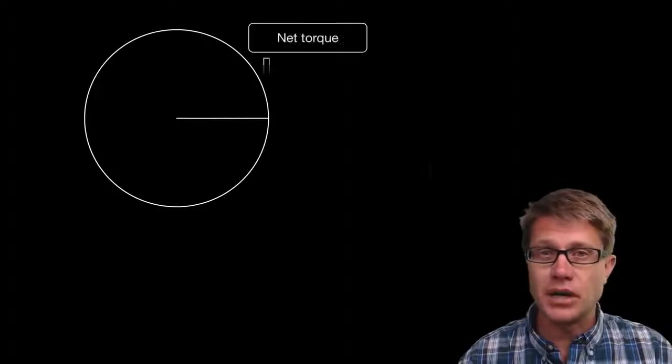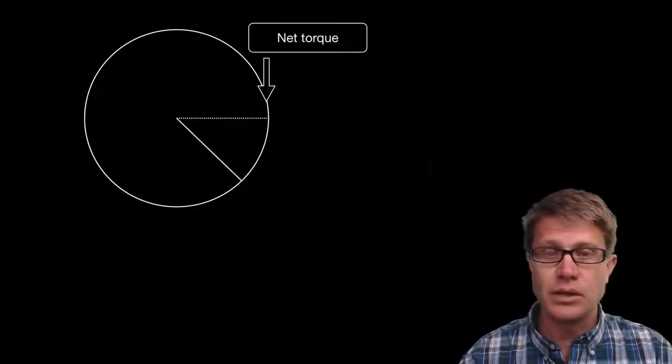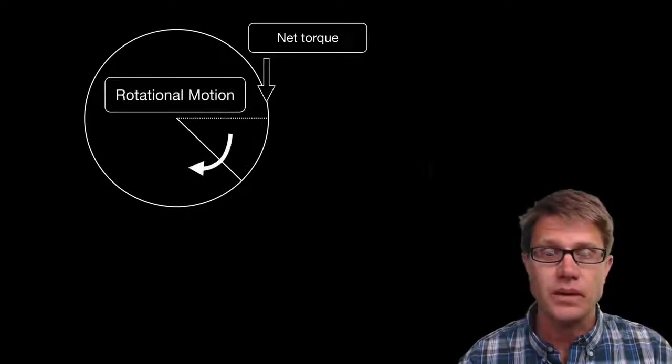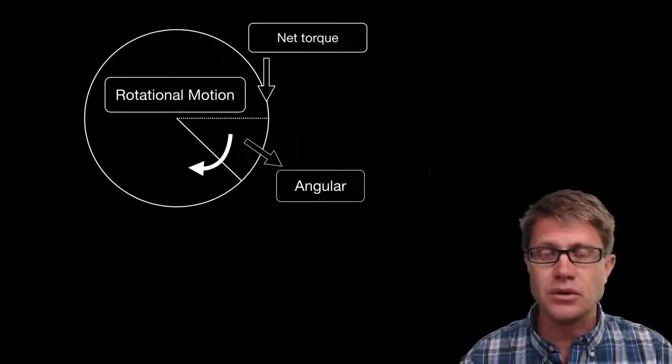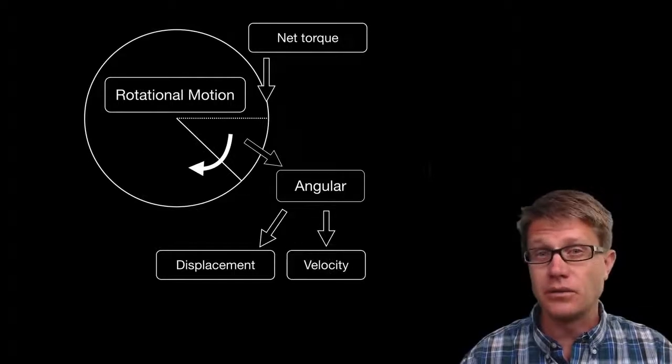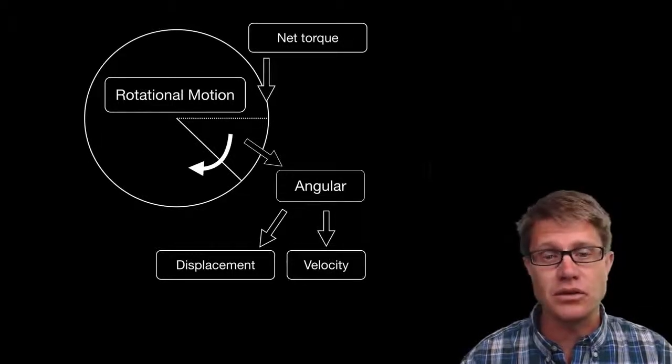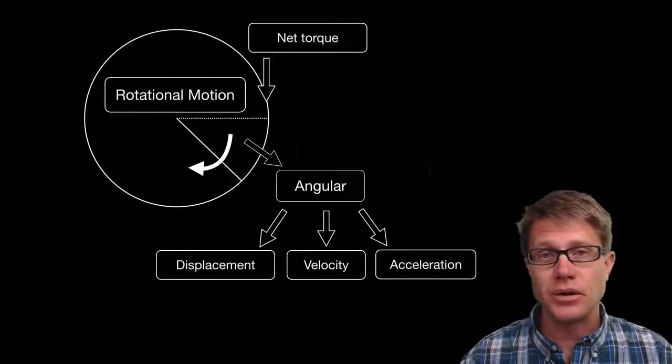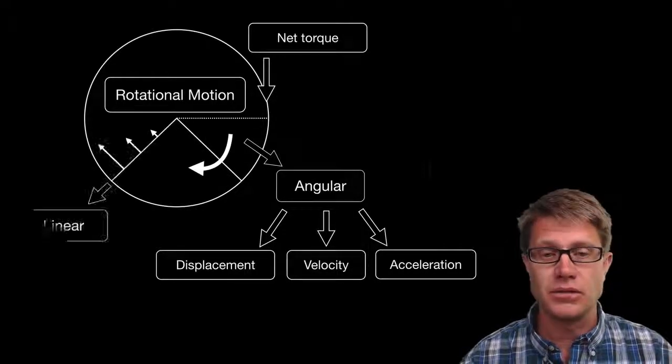And so if we take an object and apply a net torque to it, what we get is rotational motion. We measure that in physics according to its angular displacement, so the angle at which it's turning, its angular velocity, so the speed at which it's turning, and then the angular acceleration, which is how much that angular velocity is increasing or decreasing over time.